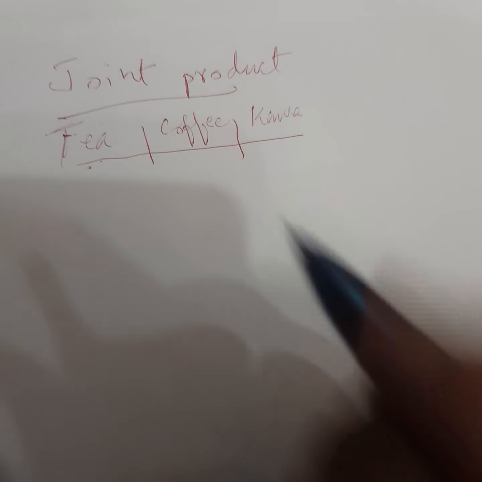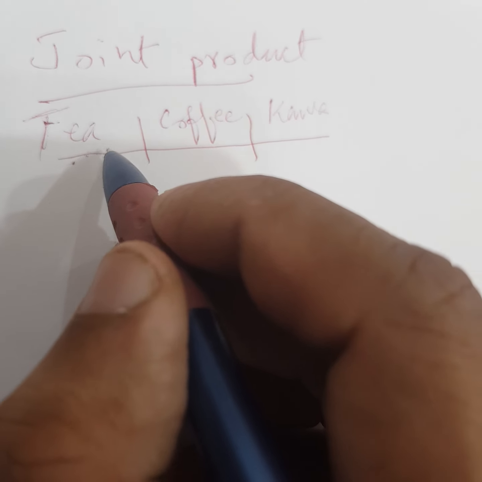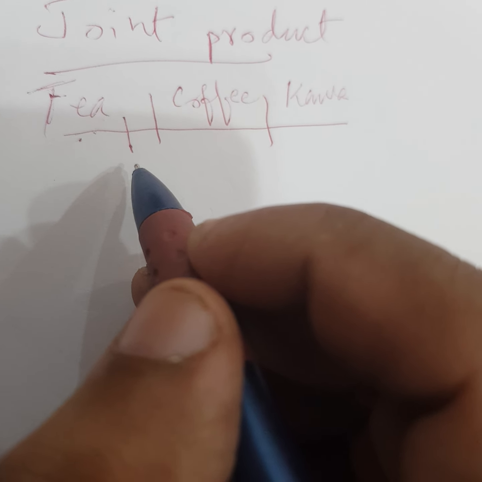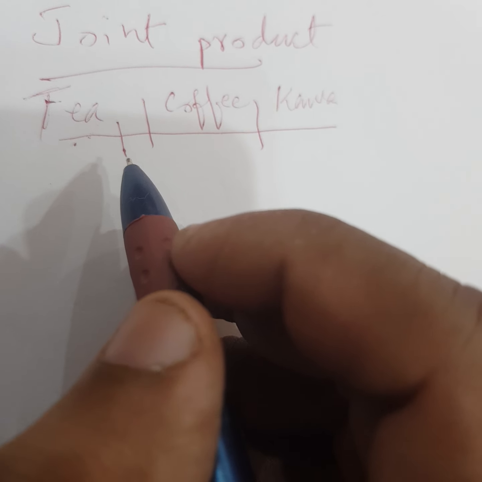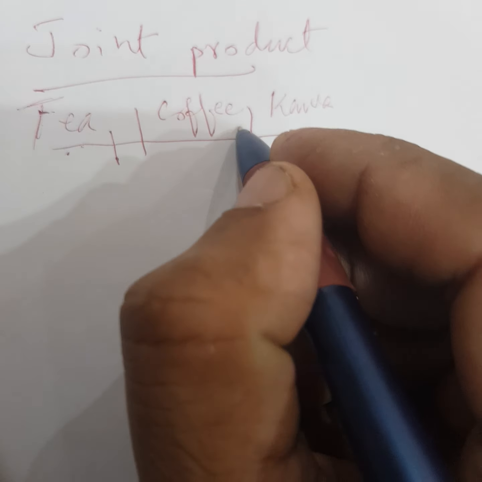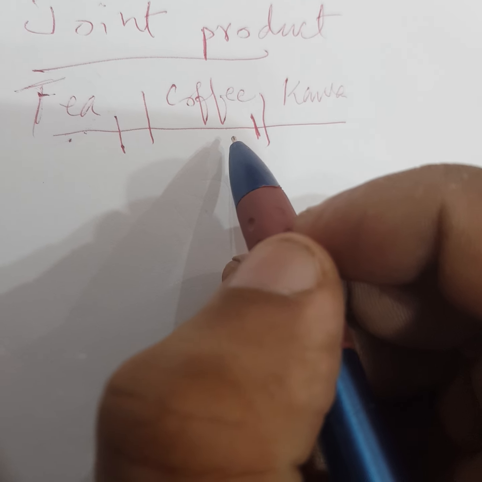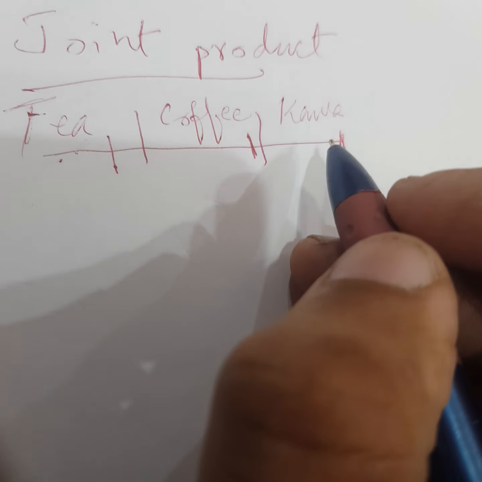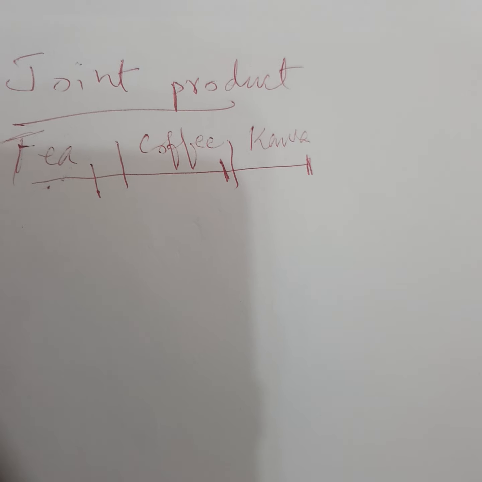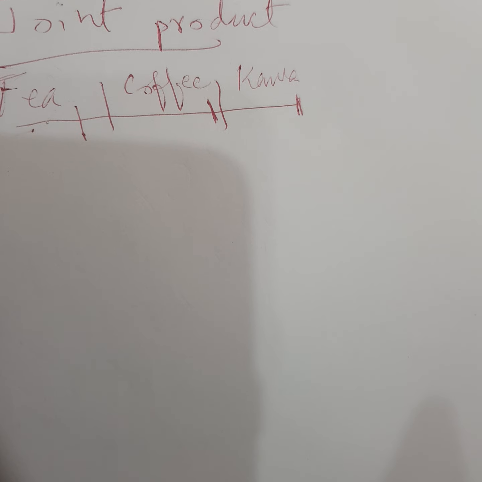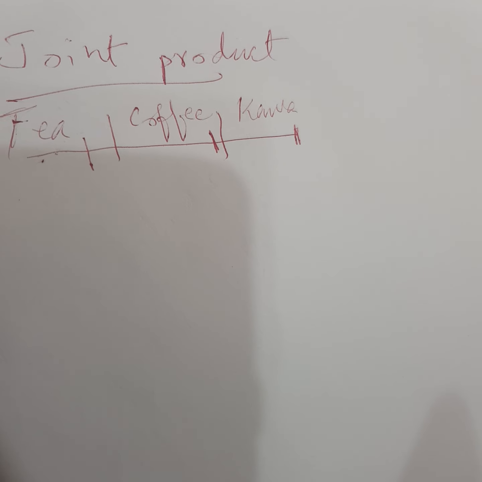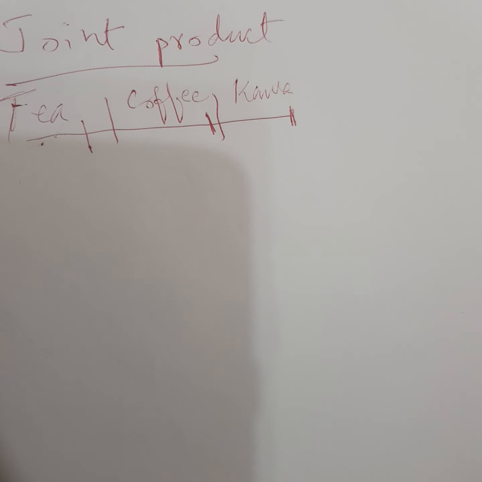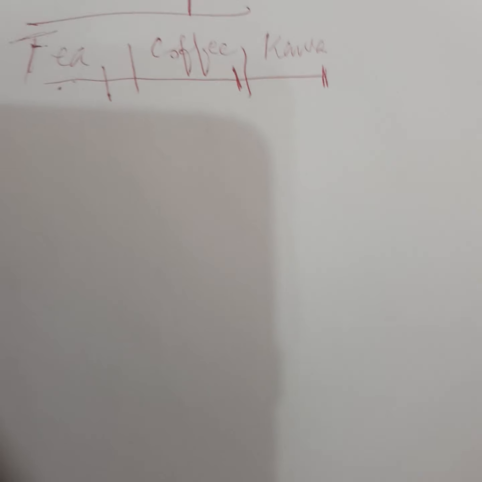So when we are changing our ingredient, like in tea we use a tea bag, but our milk, sugar, and boiling are the same. In coffee making we are using only coffee, but our remaining ingredients are the same. In kava we are excluding the milk. So this type of procedure, the manufacturing process at which the joint products can be recognized as separate products, is the split off point.